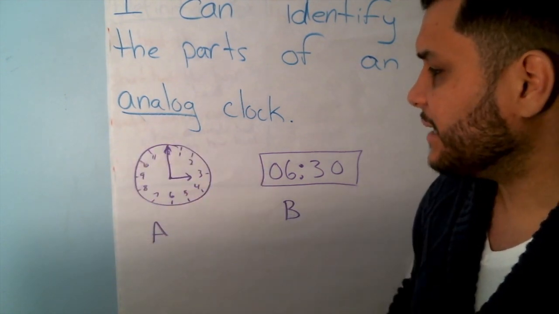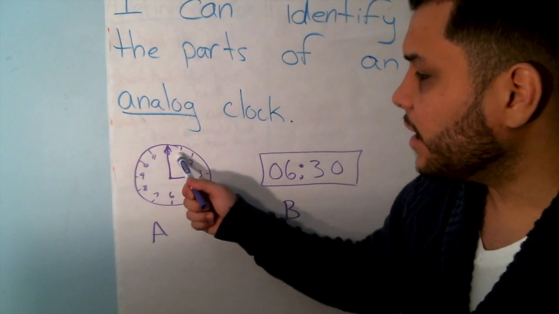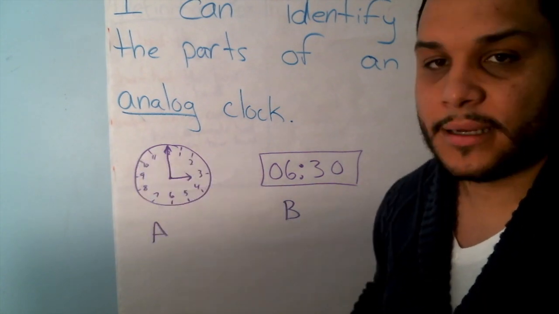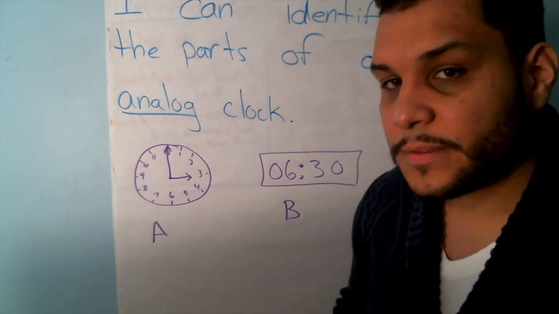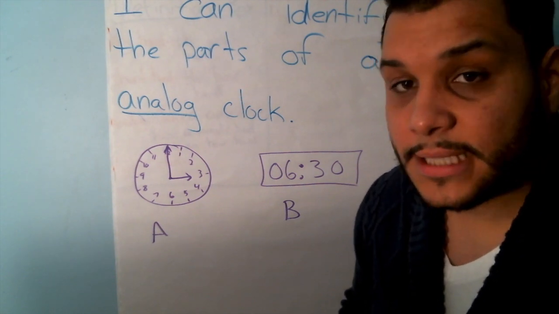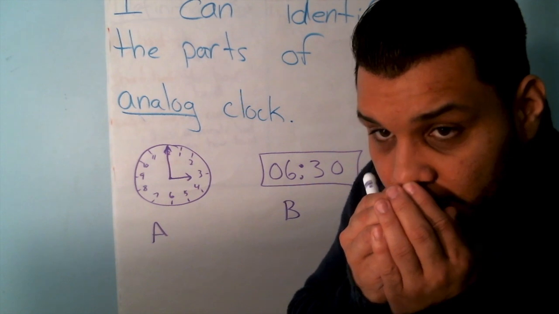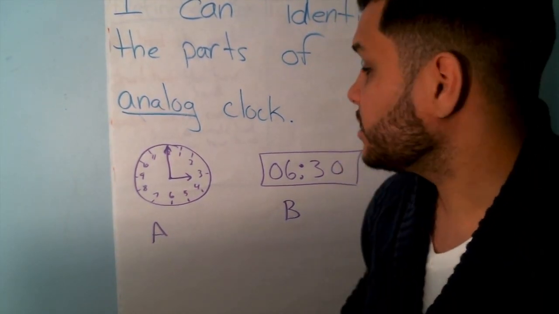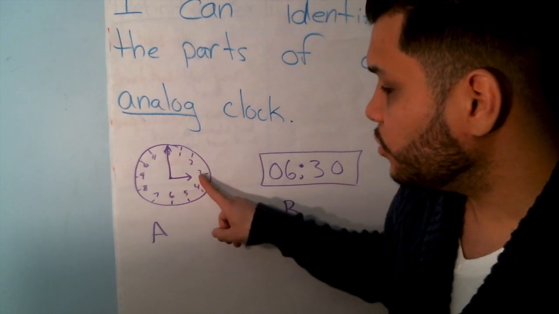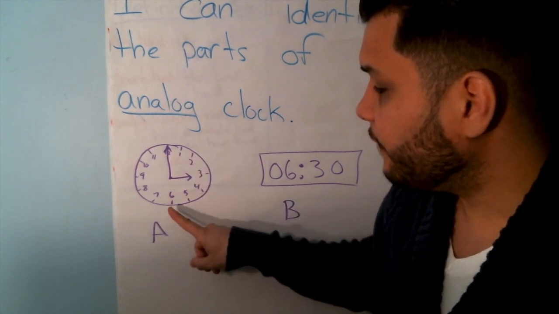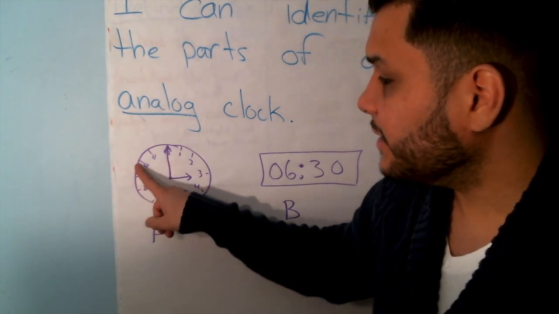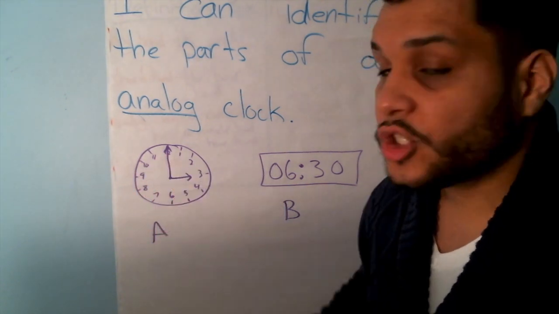Let's look at this analog clock. How many numbers do we see on our analog clock? Whisper it. Say it in your hand. Now let me hear you say it. Yes, 12 numbers. 1, 2, 3, 4, 5, 6, 7, 8, 9, 10, 11, 12.